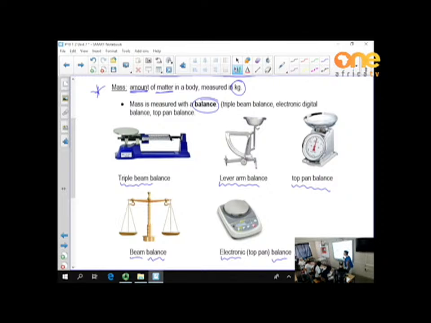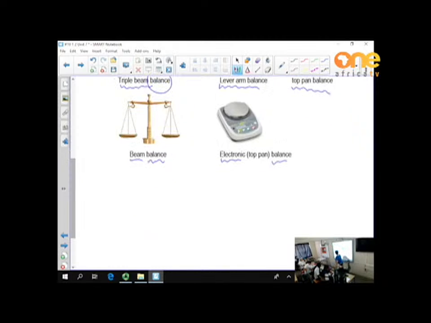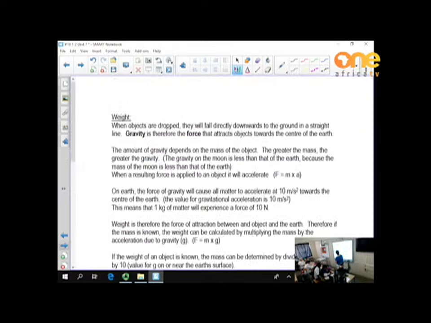Don't use the word scale, because the word scale actually refers to the division. For example, on a graph, what is the scale that you used? 2, 4, 6, 8, 10. Do you understand? All right. Don't use the word scale. It is a balance that we use to measure mass.